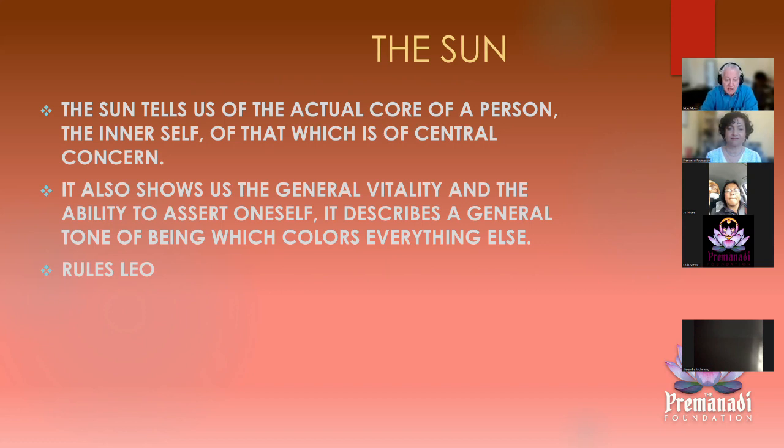It also shows us the general vitality and the ability to assert yourself. It describes the general tone of being which colors everything else. And the sun rules Leo. In other words, the sun is the native planet to Leo.